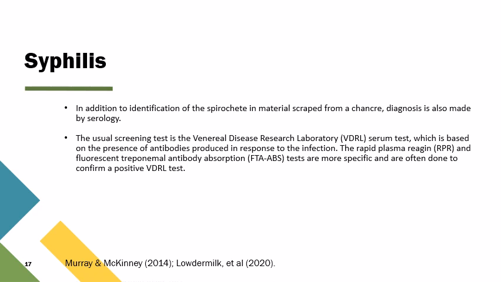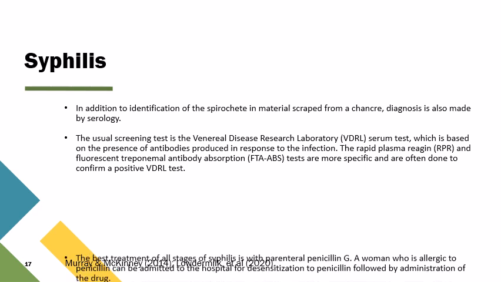The usual screening test, called VDRL, is the Venereal Disease Research Laboratory Serum Test, which is based on the presence of antibody produced in response to the infection. The rapid plasma reagin, or RPR, and the fluorescent treponemal antibody absorption are the most specific and often done to confirm a positive VDRL test.